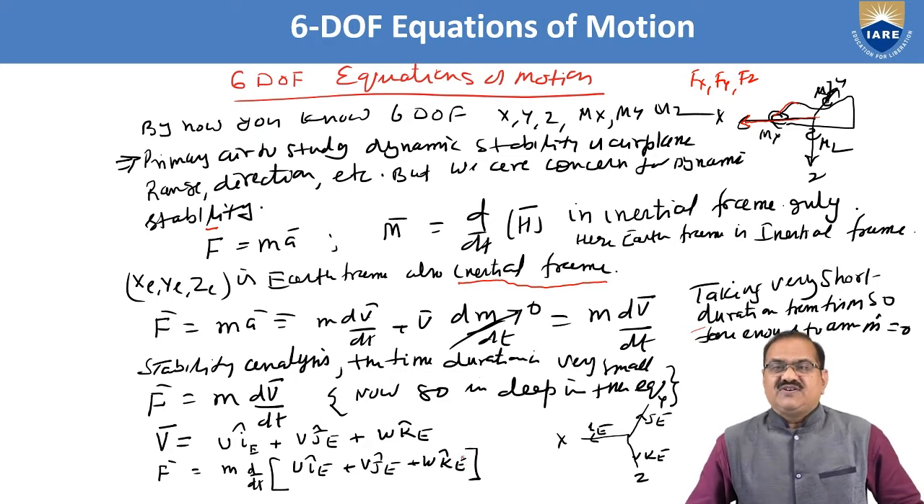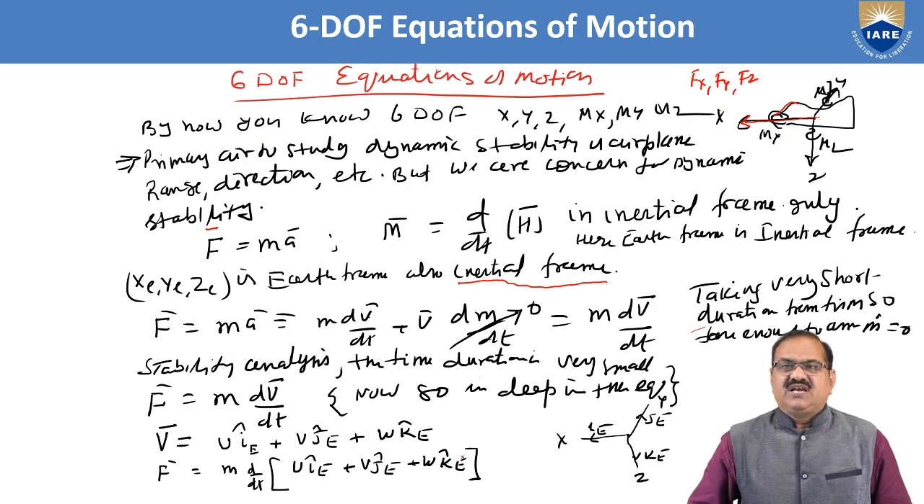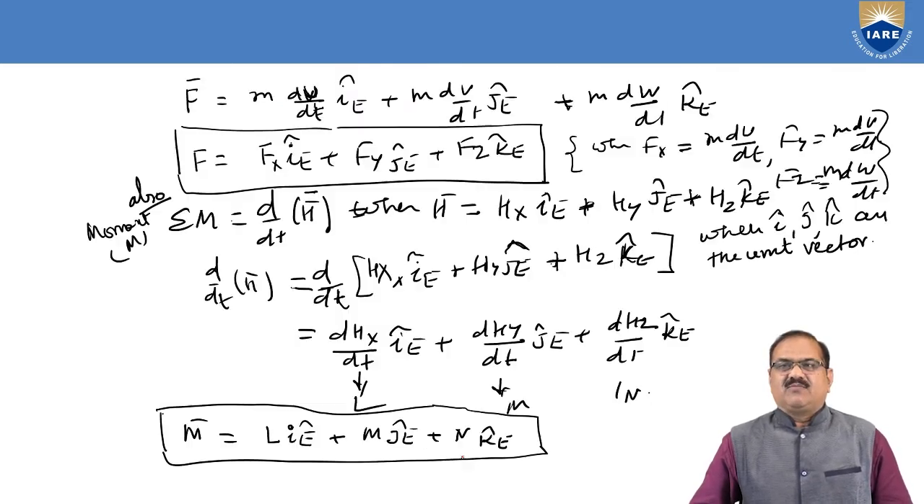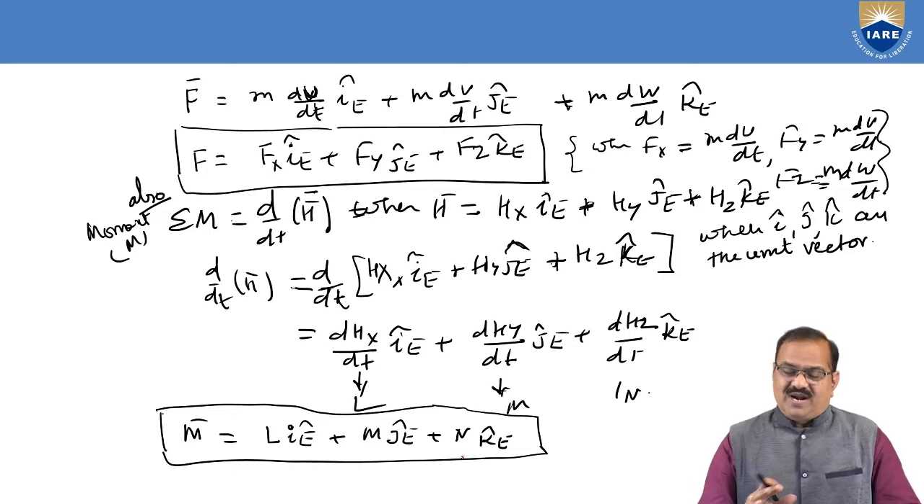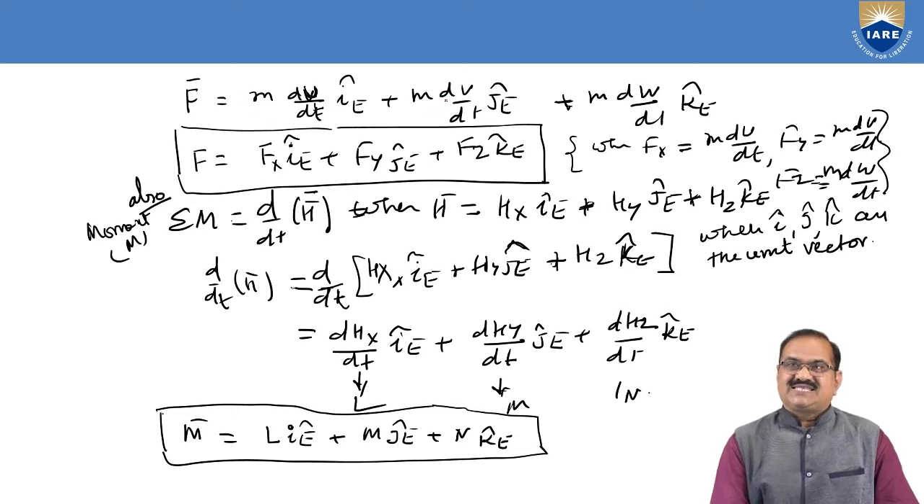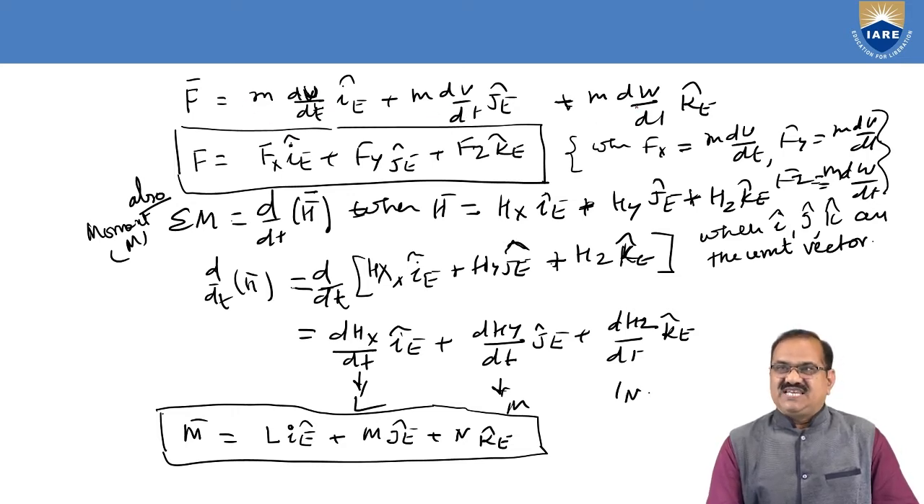So F = m d/dt (u i_e + v j_e + w k_e). Here if you see the force again, we can write F = m dv/dt, we have multiplied inside. So m du/dt i_e + m dv/dt j_e + m dw/dt k_e. So here we can write that m du/dt = Fx. Okay, because this u velocity is in the x direction, we can write Fx i_e + Fy j_e + Fz k_e.